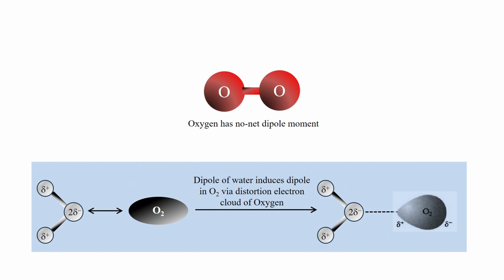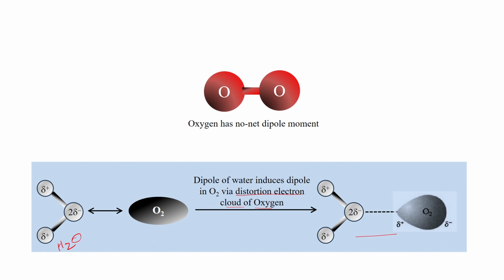For example, that oxygen has no net dipole moment, but there is H2O here, let us say. So, the water has a permanent dipole moment, and it can induce a dipole in oxygen, the polarity, and as a result the electron cloud gets deformed, and there is attraction between them. So, this particular effect happens. The dipole of water induces a dipole in oxygen via distortion of the electron cloud in the oxygen molecule.